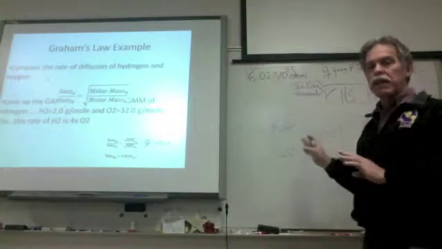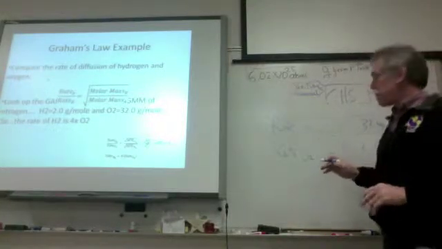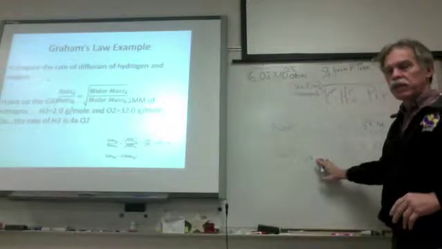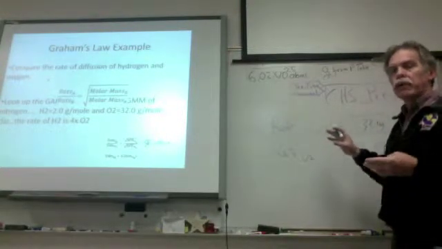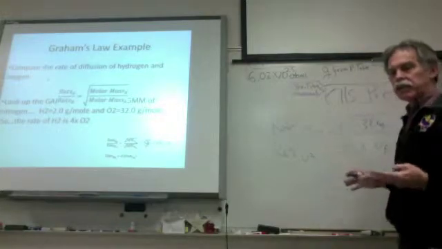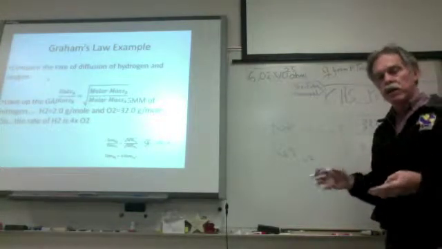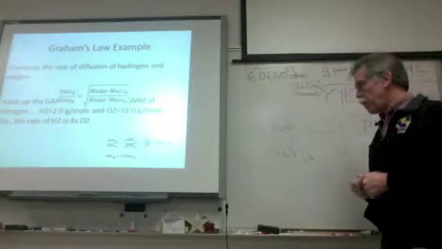What does all this mean? Well, we translate this by saying that the rate of hydrogen compared to the rate of oxygen, hydrogen's 4 times as fast. And as far as significant digits, we've got 2 significant digits, so it'd be 4.0 times as fast. That's Graham's law.